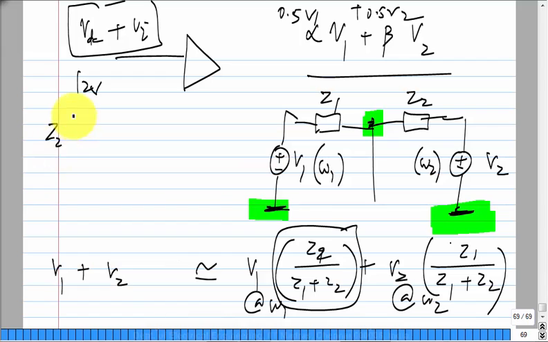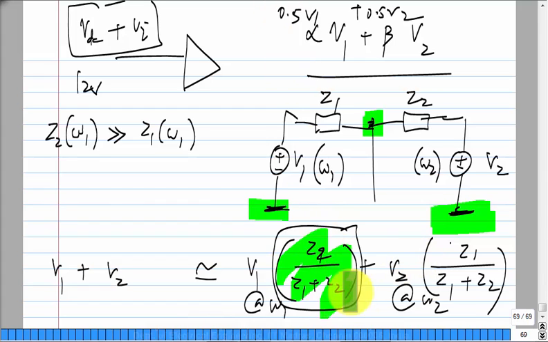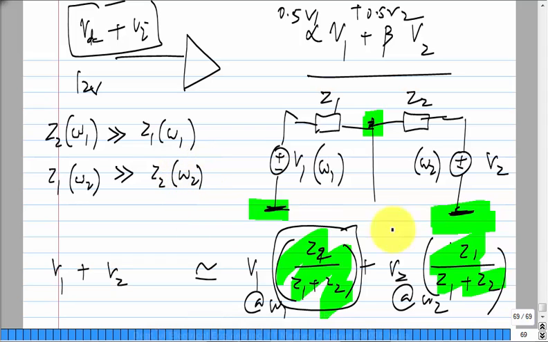Yeah. So Z2 at omega 1 must be much more than Z1 at omega 1. That will make this number almost equal to 1. And at omega 2, the opposite must be true. So that makes the other number also close to 1. So now what are the choices?